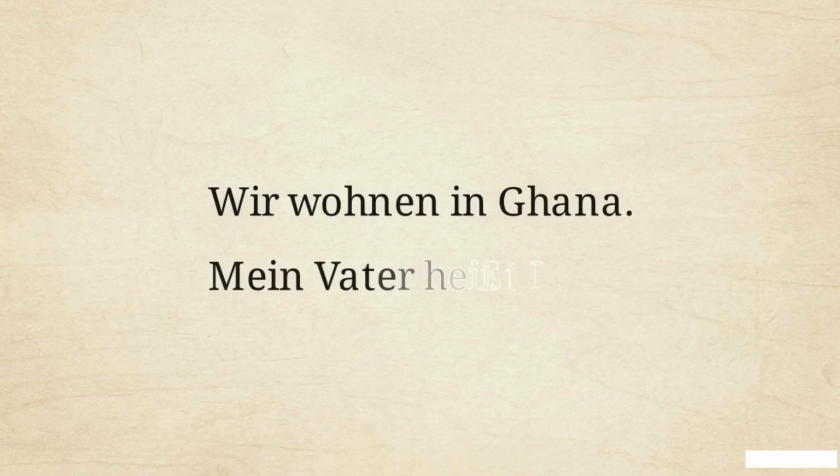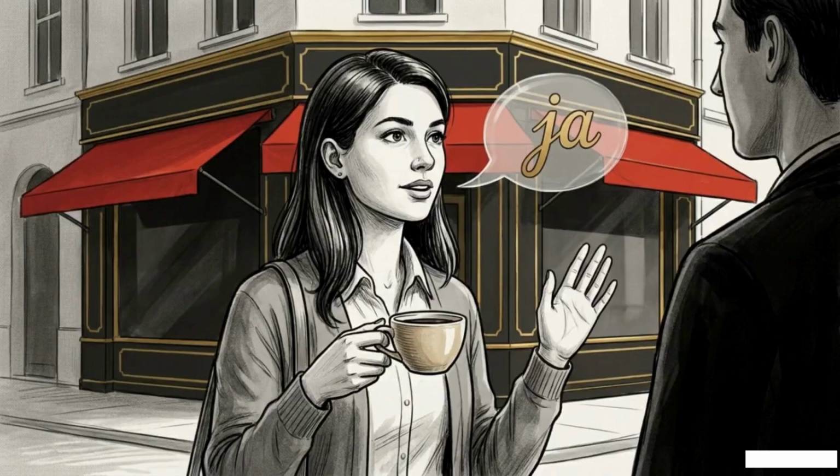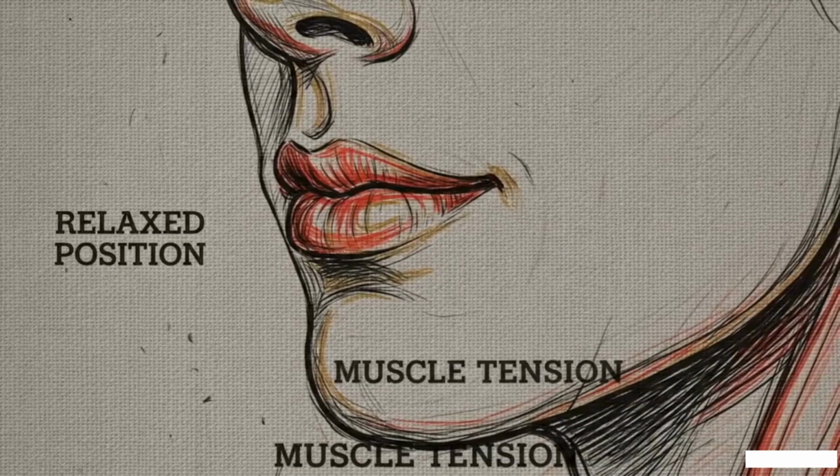Let's test this immediately. Read this sentence out loud and focus on the W and V sounds. Wir wohnen in Ghana. Mein Vater heißt Kofi. Overriding your English instincts on these 4 specific consonants removes a significant layer of the pronunciation errors that usually identify a beginner.